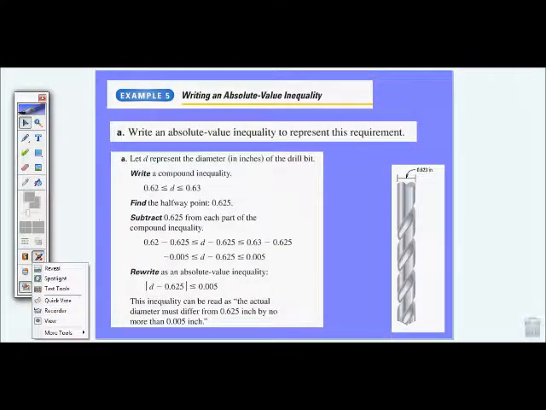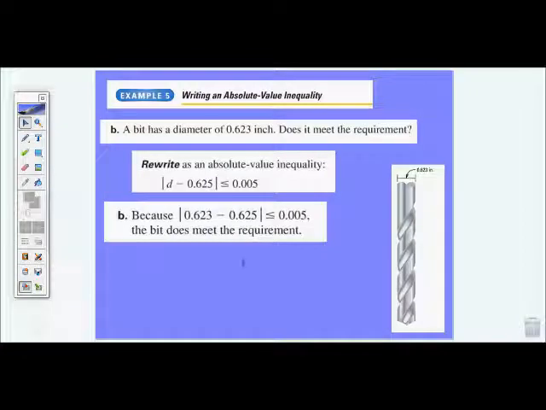Oops, I have one more screen I wanted to go to. So the last one, I forgot letter B. Letter B asks then, what if we had a bit with a diameter of 0.623? Does that meet the requirement? We're going to go ahead and substitute that in for our diameter. So it becomes 0.623 minus 0.625. And if that is less than or equal to 0.005, we have a true statement.